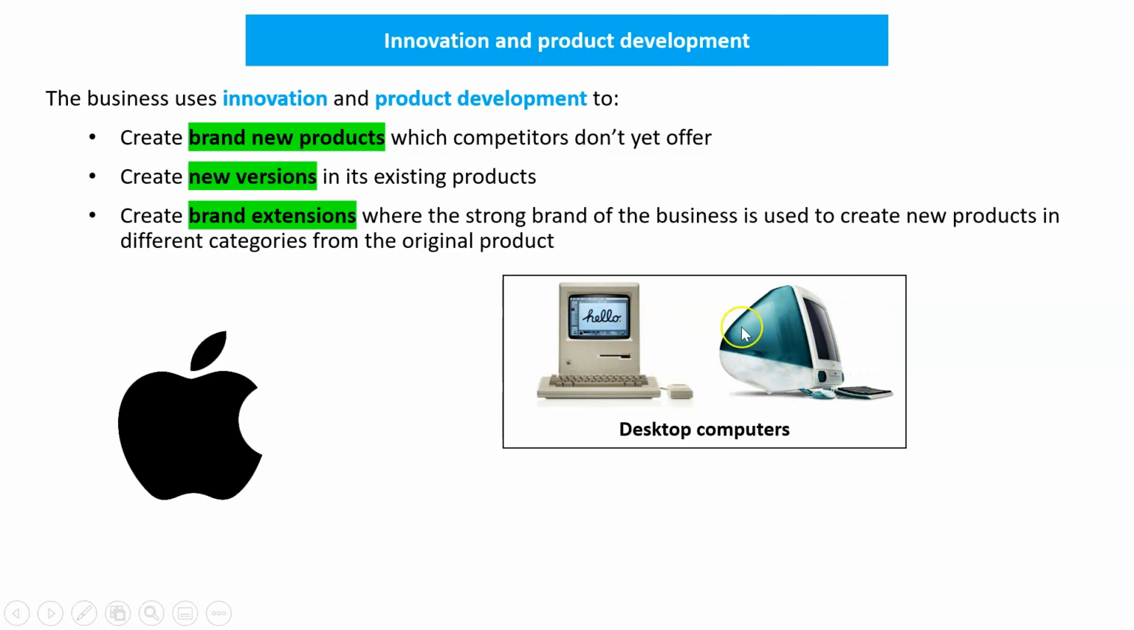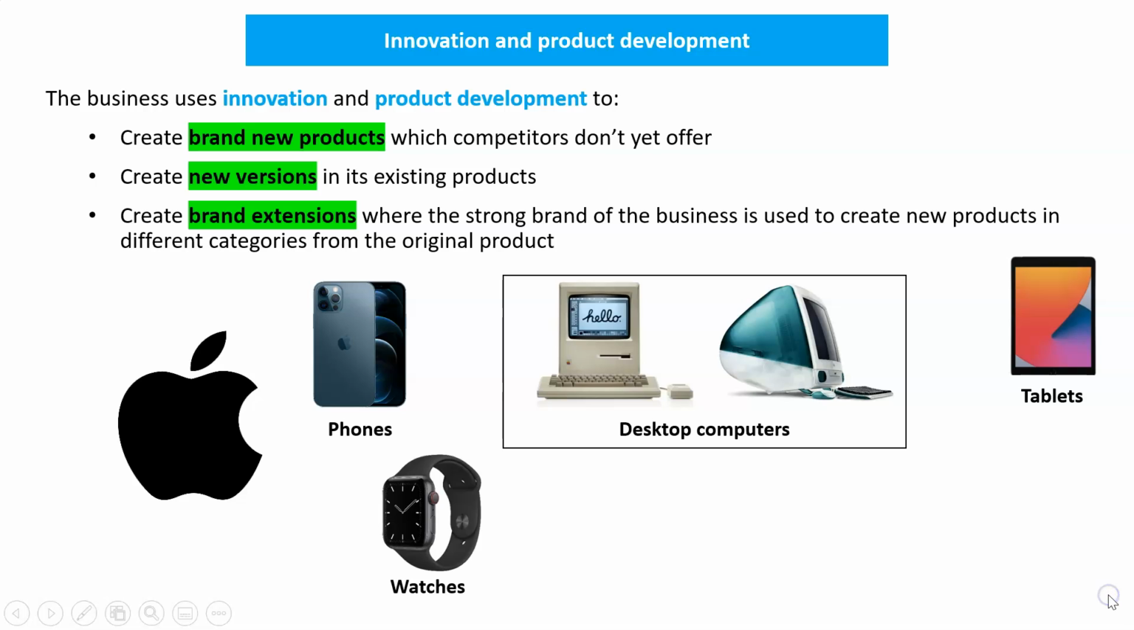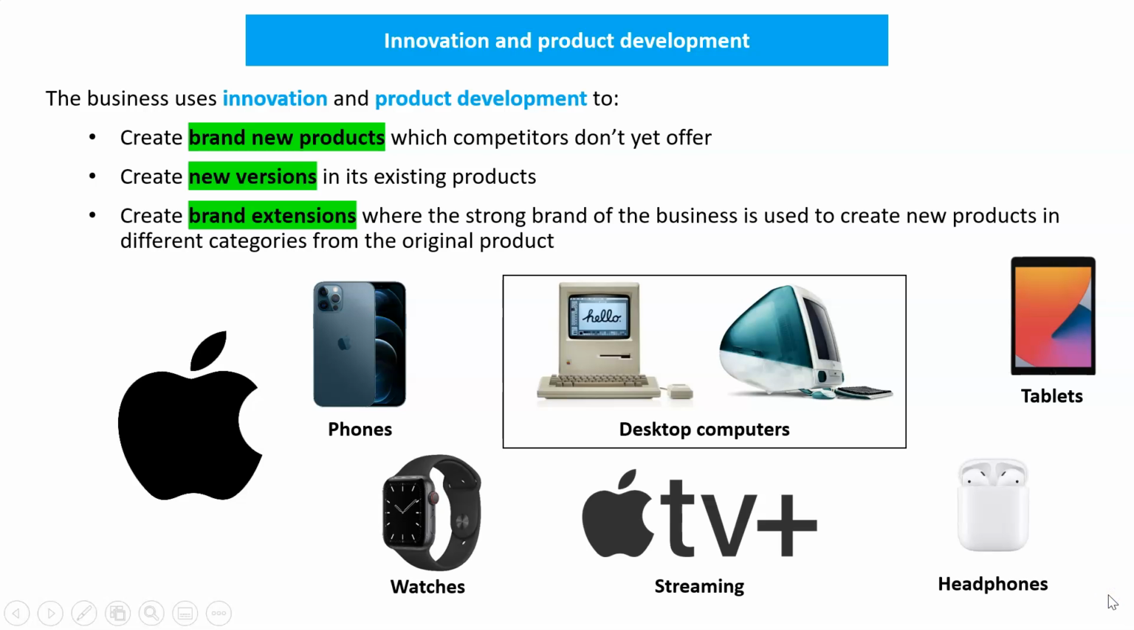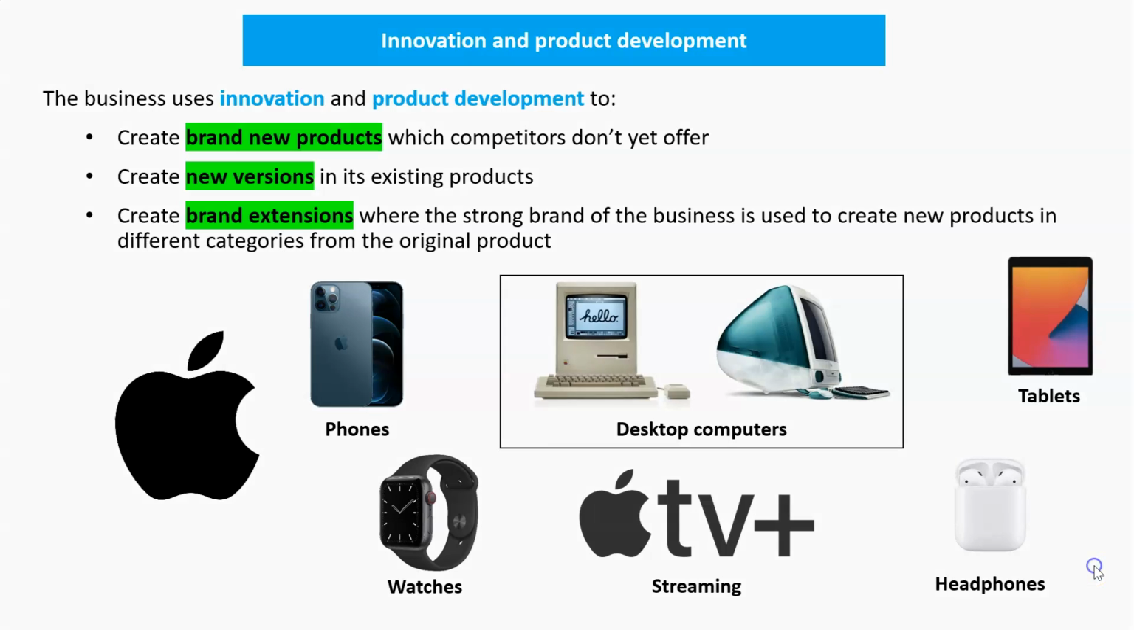That's an Apple computer from the late 90s. But that's not really what the brand is now, is it? It's been extended into phones, tablets, watches, headphones, and the latest thing is streaming. There's now an Apple TV Plus streaming service, so great brand extension. All right, how else can we implement a differentiated strategy?